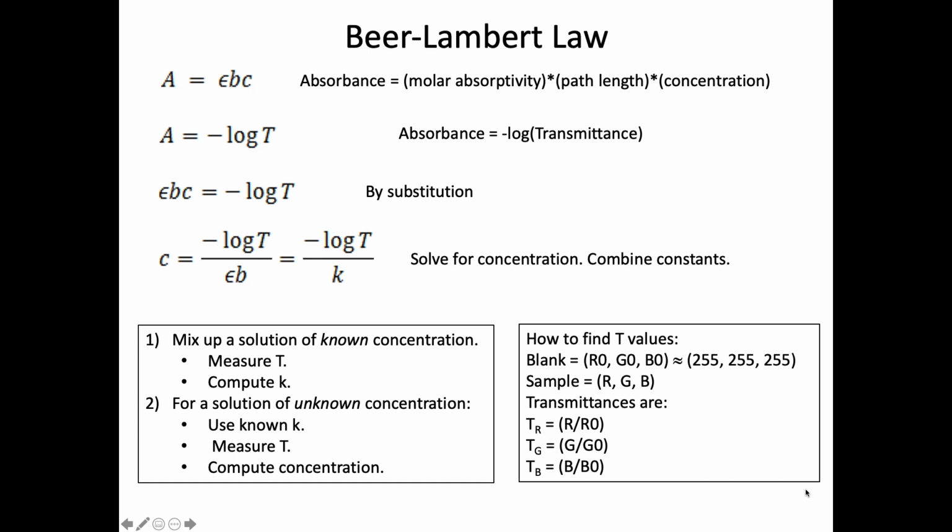How do we find the transmittance? There's the transmittance for each of the basis colors, red, green, and blue. Record the RGB value for a cuvette with just water in it and call these values R0, G0, and B0. These should all be very close to 255. If a sample has RGB values of R, G, and B, then the transmittance for red is R over R0, the transmittance for green is G over G0, and the transmittance for blue is B over B0.